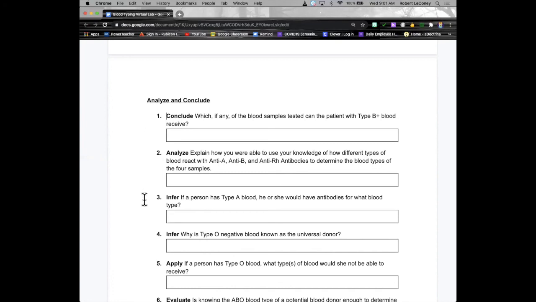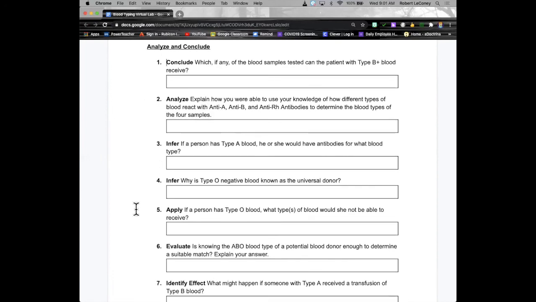Number 3, infer. If a person has type A blood, he or she would have antibodies for what blood type? So if they're type A, what are their antibodies, not antigens? What antibodies would they make? There's a difference. Number 4, infer. Why is type O negative blood known as the universal donor? Why is everybody able to receive type O blood transfusions?